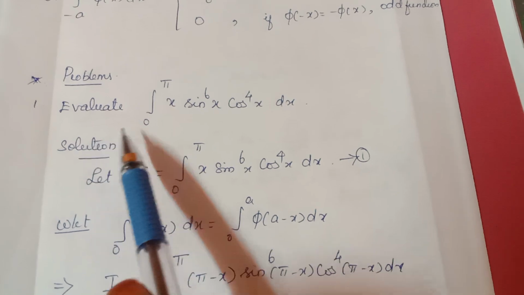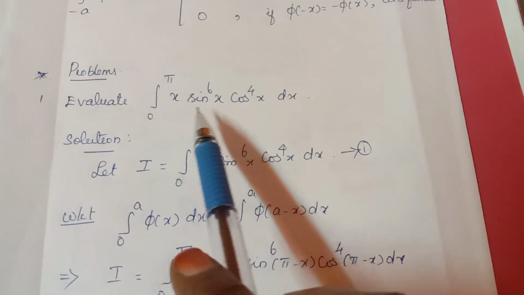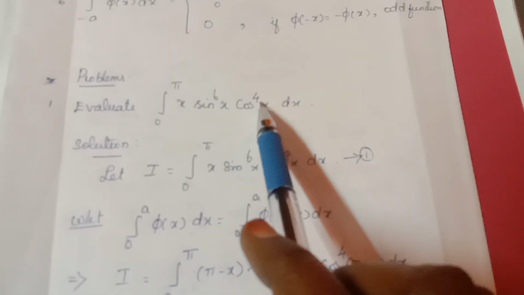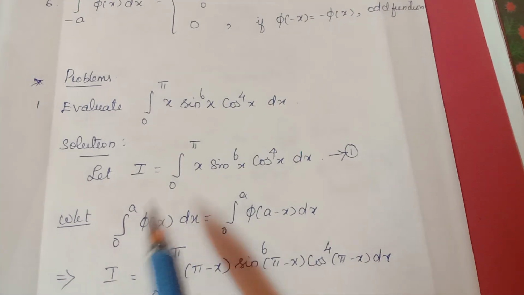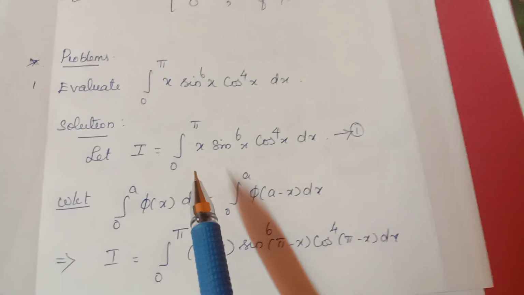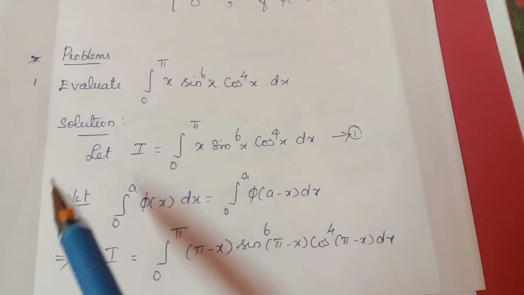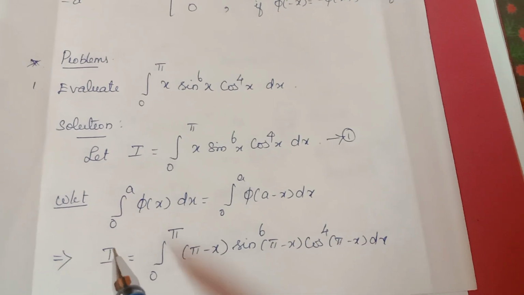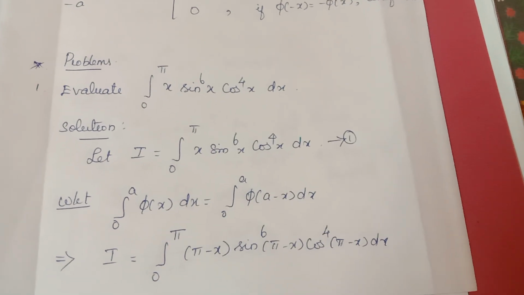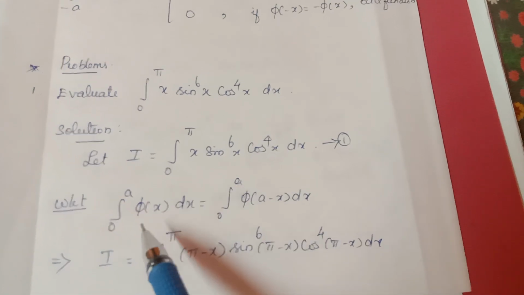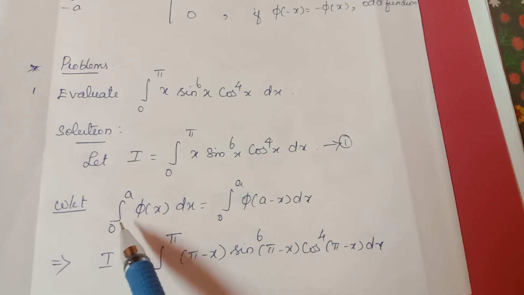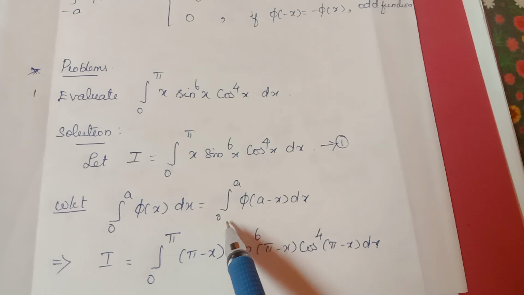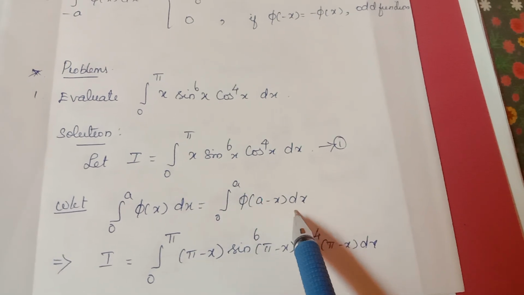First one is evaluate integral 0 to pi x into sin x power 6 cos x power 4 dx. Whenever you have trigonometric functions inside the integral sign, you try to apply one of the properties of definite integrals. Here I am going to make use of integral 0 to a phi of x dx is equal to integral 0 to a phi of a minus x dx.